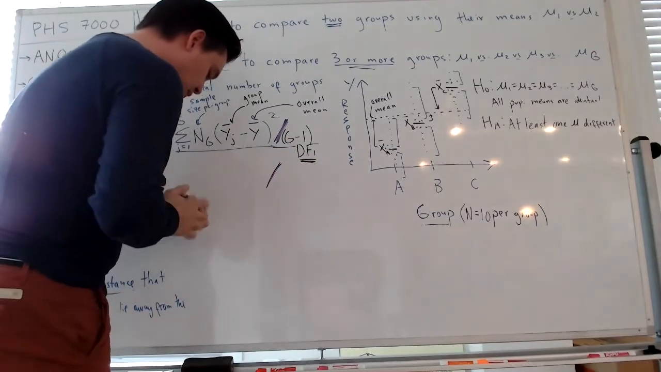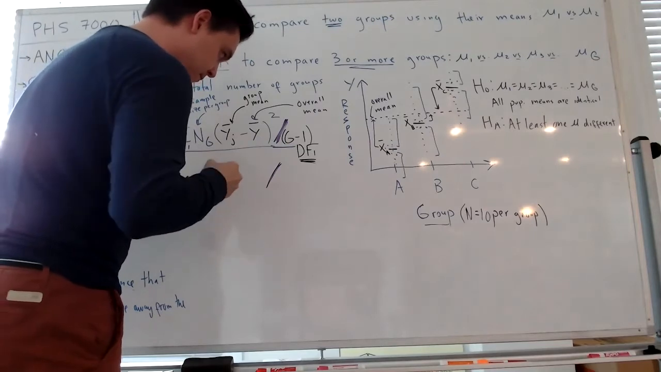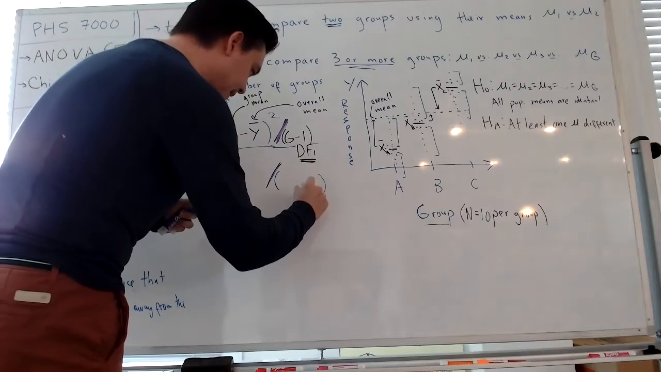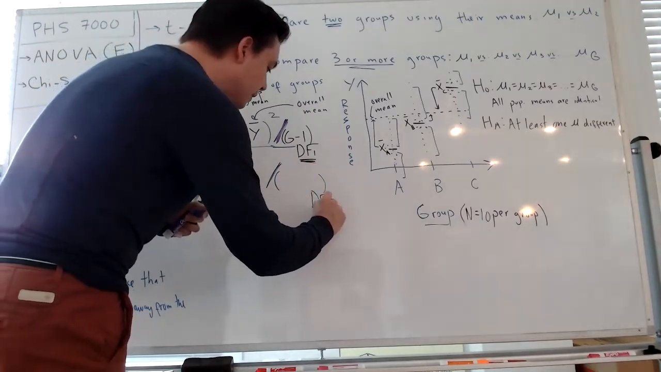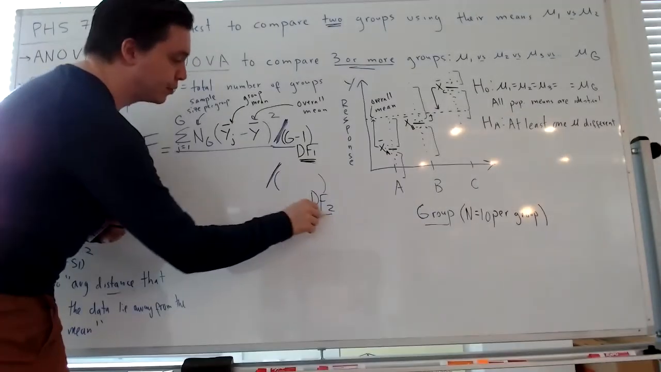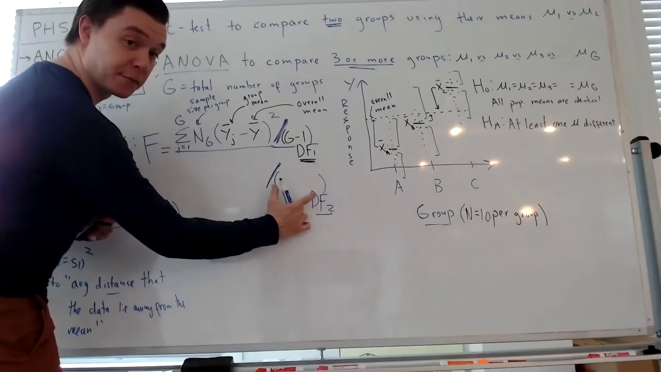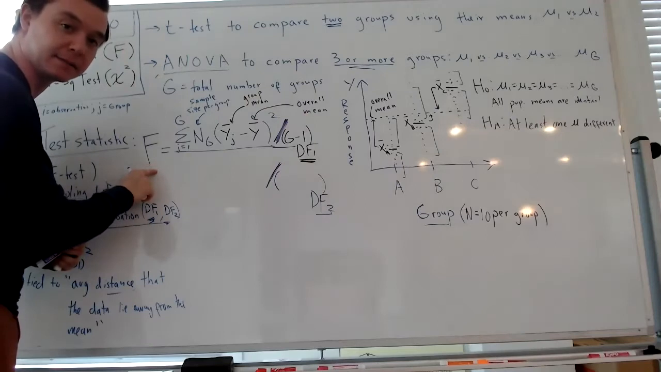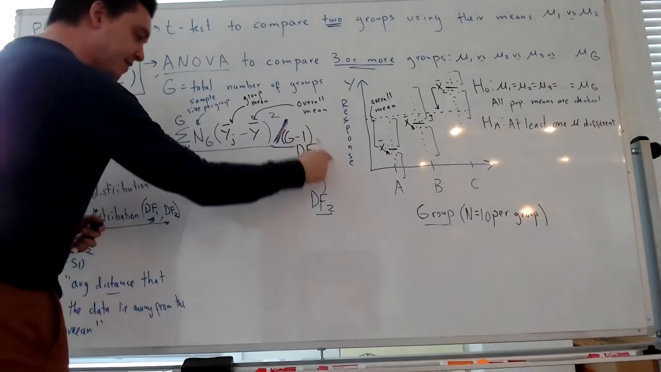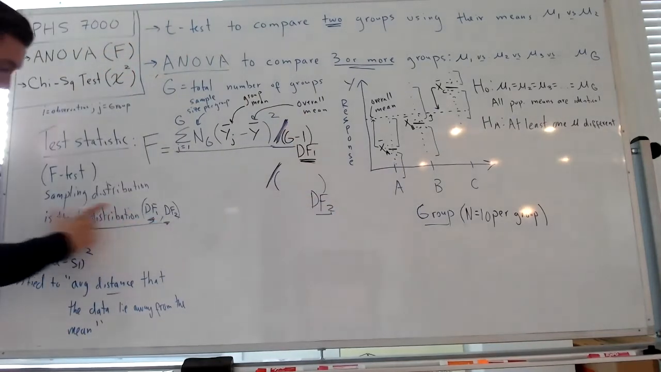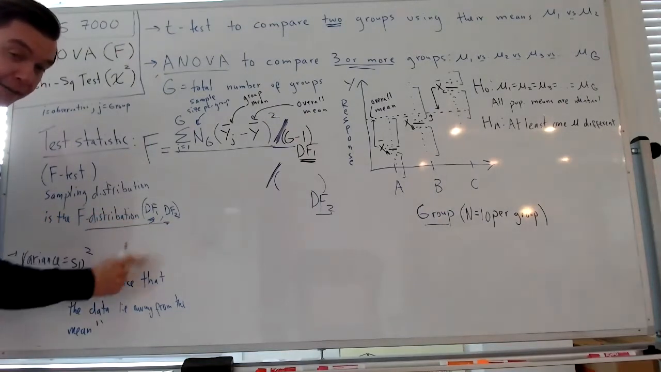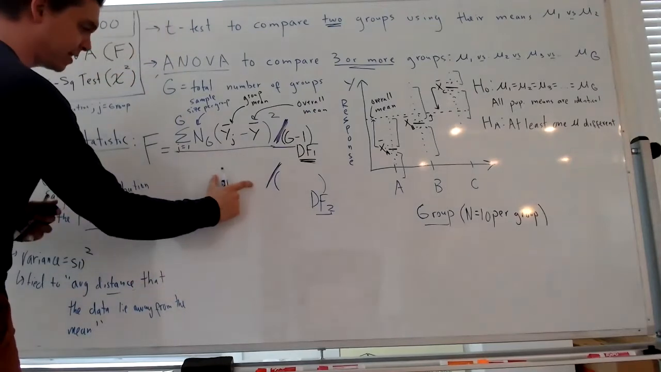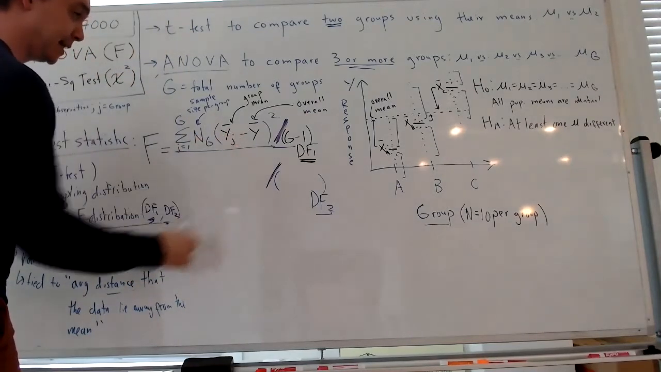So I'll make a little placeholder here. And this next thing is going to be degrees of freedom 2. Sometimes this is called degrees of freedom denominator, because the entire thing is in the denominator of the test statistic. And in the end, these 2 degrees of freedom come into our sampling distribution, and where we find p-values, critical values, etc.